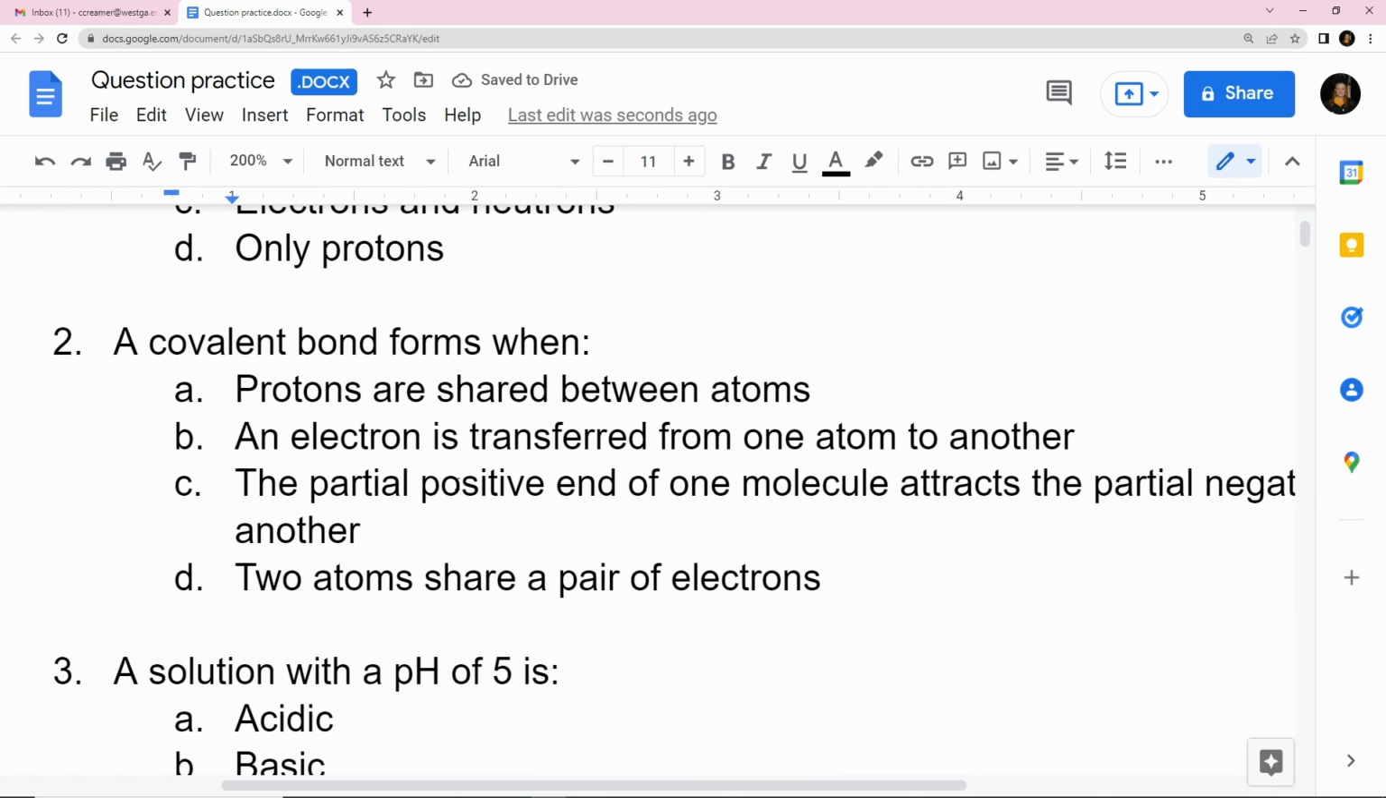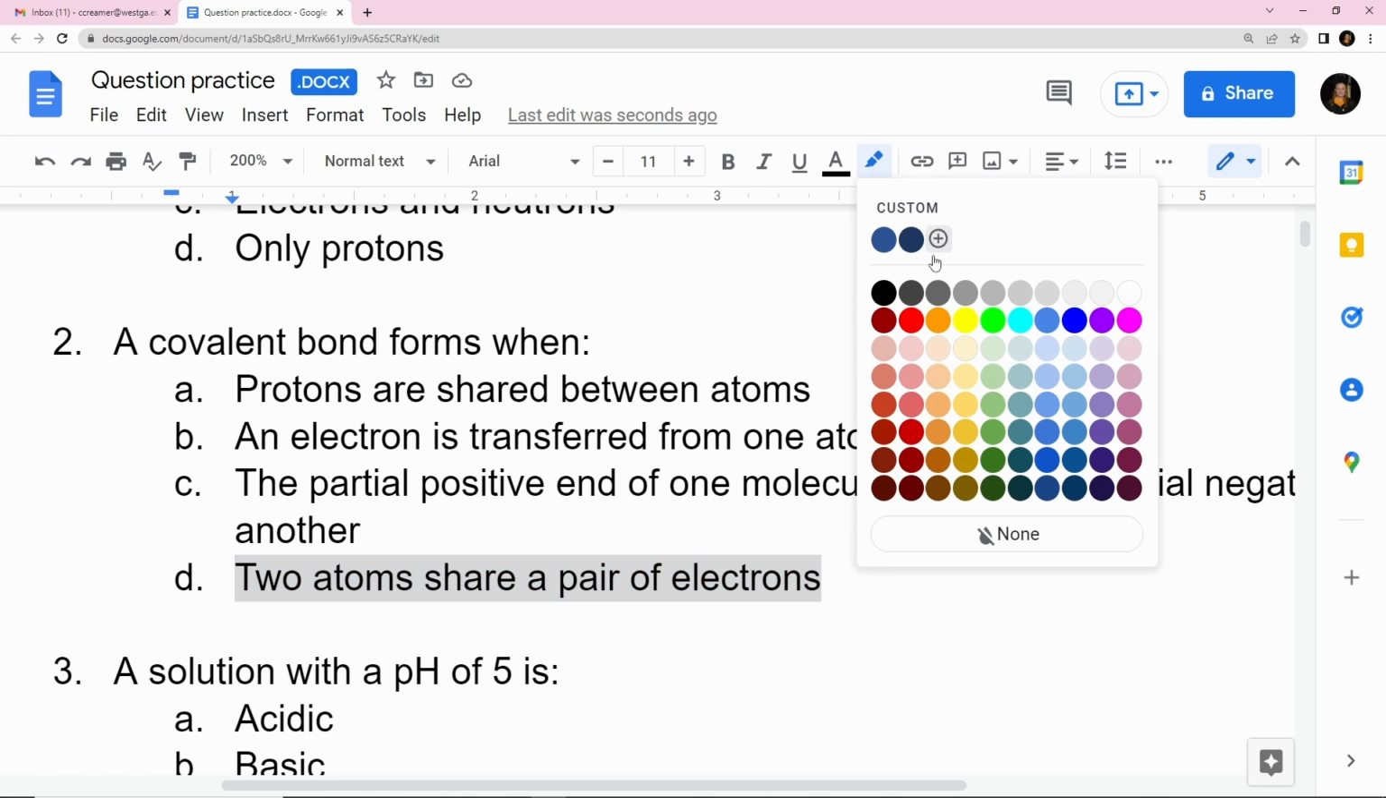All right, our next question: A covalent bond forms when protons are shared between atoms, an electron is transferred from one atom to another, or the partial positive end of one molecule attracts to the partial negative end of another, and two atoms share a pair of electrons. And if you chose D, share for covalent, you would be correct.